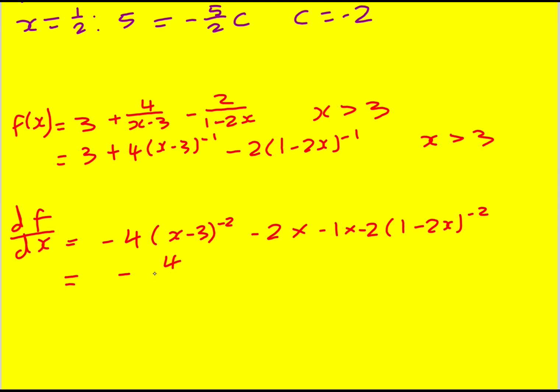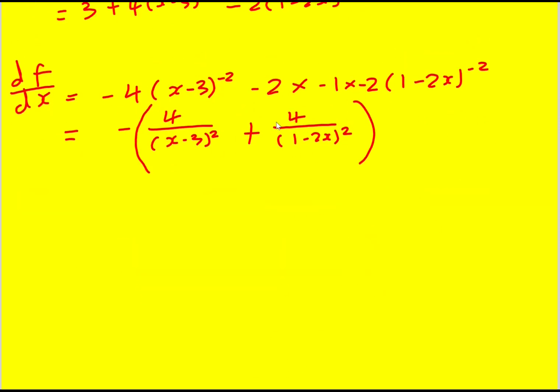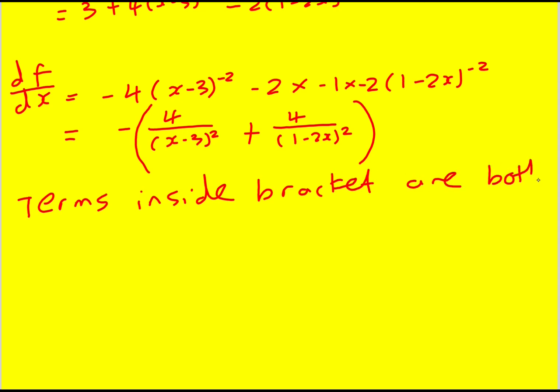So I'll get minus 4 over x minus 3 squared minus 4 over 1 minus 2x all squared, which I can write as this here. Okay, bring the minus out. So I'm basically adding two things together. And then I'm making it, that's going to be positive, by the way. And then I'm making it negative. So terms inside brackets are both positive.